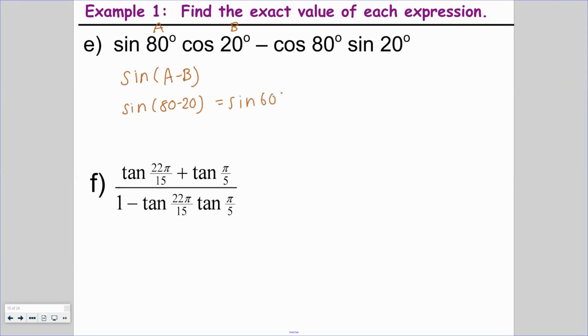This is the sine of 60 degrees, which is the square root of 3 over 2. Okay. This is all you need to worry about showing on your homework.